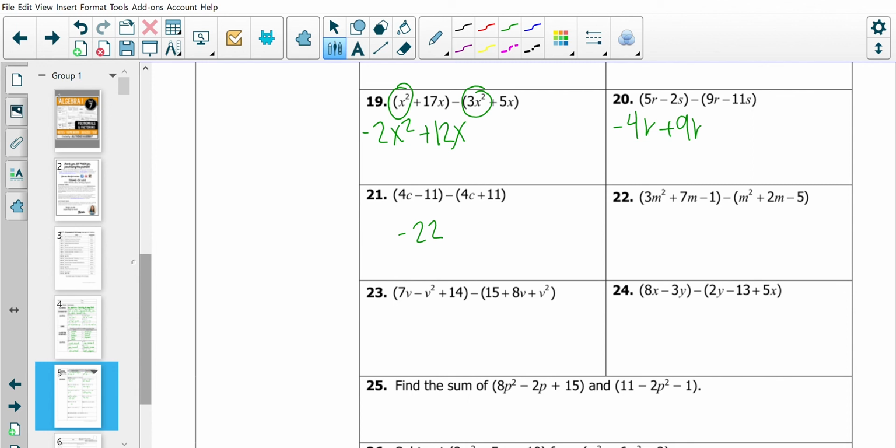Negative 2m. It's not negative 2m just squared. 2m squared. And then plus 5m. And then 1 minus negative 5. Plus 4. Positive 4. I'm skipping this in the calculator. That is smart. Try number 23 on your own. Make sure you still put it in the correct order.